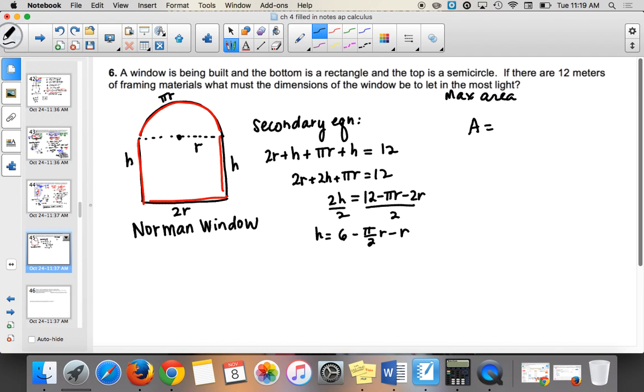So now let's talk about the equation that we're trying to maximize or minimize. Katie, with me? All right, so if I'm trying to maximize, I have a rectangle and I have a semicircle. So the rectangle has an area of 2r times h. And then the semicircle, right, a circle has an area of pi r squared. So it's going to be half of pi r squared, like that.